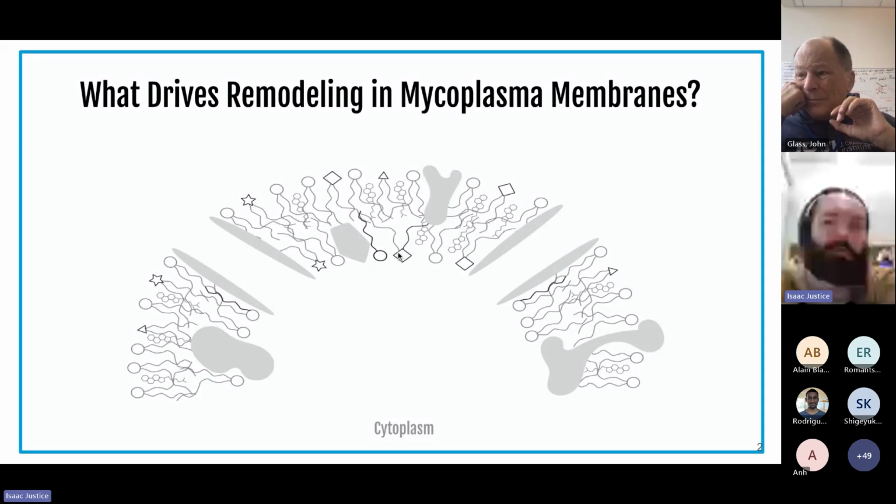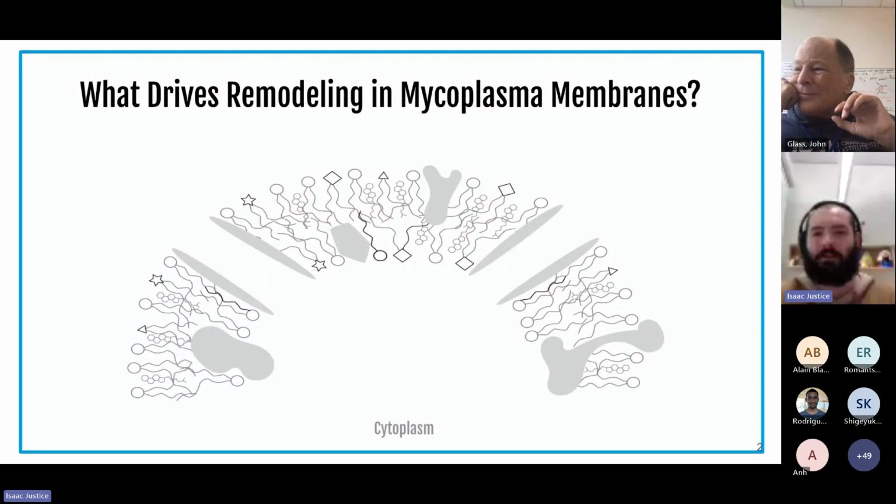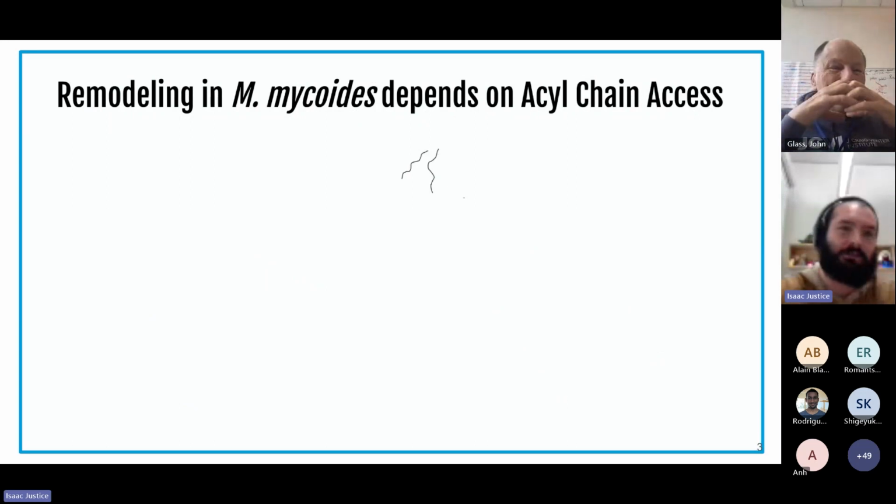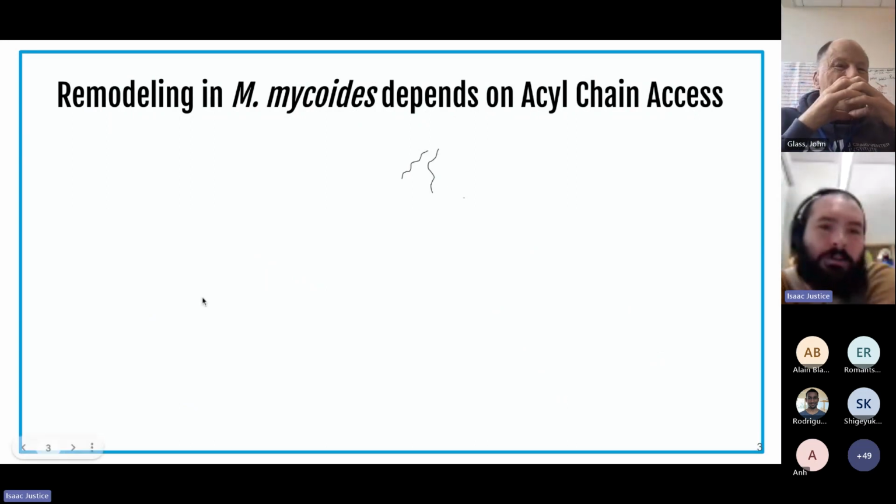So we know that the membranes are complex and dynamic, but what's actually going on when they're able to swap out and in different lipids? Specifically, how can they change the lipid species that they have access to? So remodeling in mycoplasma mycoides depends on acyl chain access.